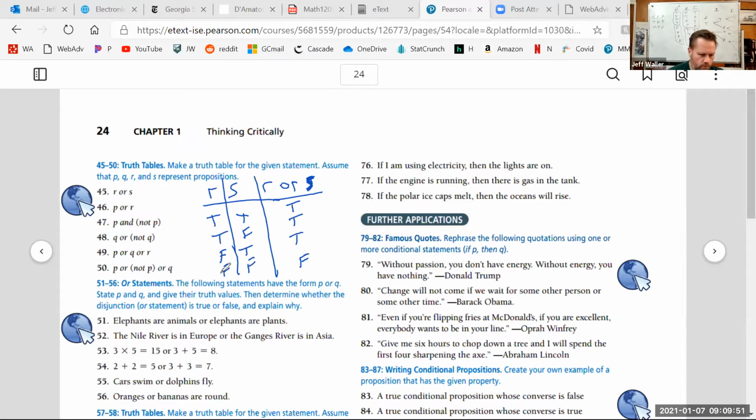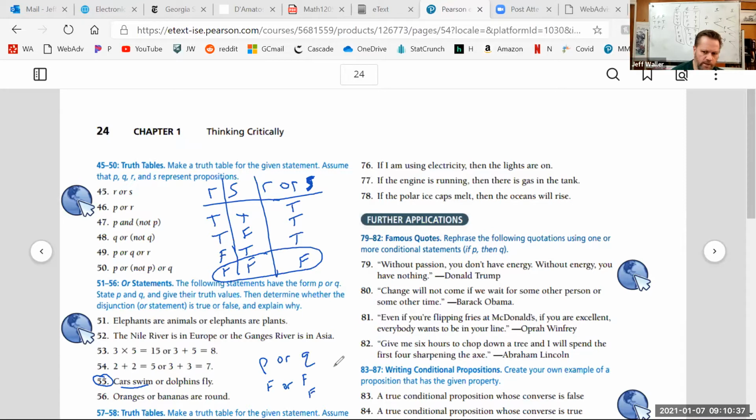Professor, could you go over number 55 from 1B as well, please? Sure. This one about cars and dolphins? Yes. All right. So this one says state P and Q, give their truth values. So what's P? Cars swim. And what's Q? Dolphins fly. What are the truth values of each of those statements? Do cars swim? False. And do dolphins fly? False. So what's false or false? False. Yes, false or false is false.